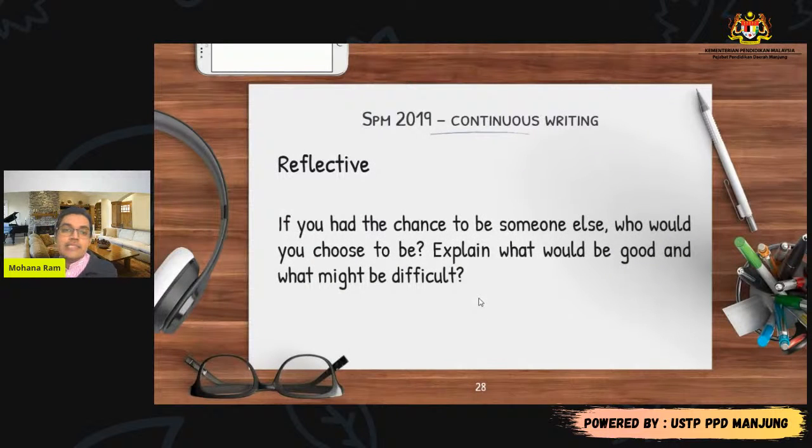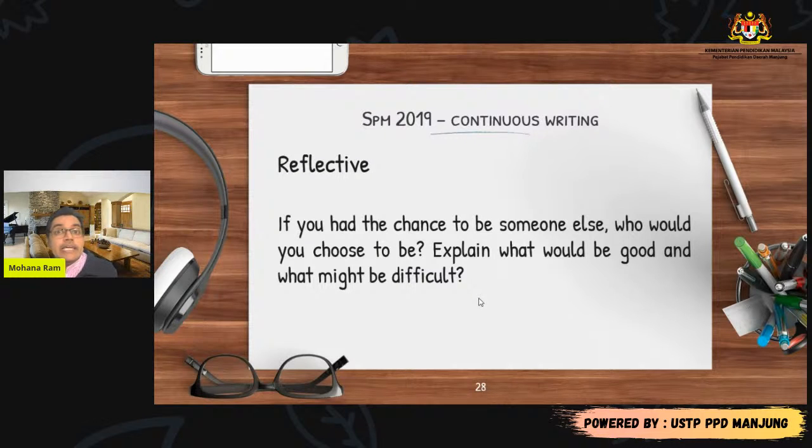Now let us look at SPM questions. The first question last year was a reflective question: If you had the chance to be someone else, who would you choose to be? Explain what would be good and what might be difficult. So in this question, first you need to say who you want to be. You can say, if I had the chance to be someone else, I want to be my mother. I want to be my father.